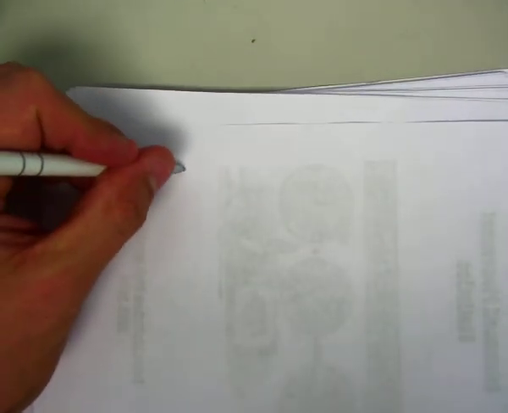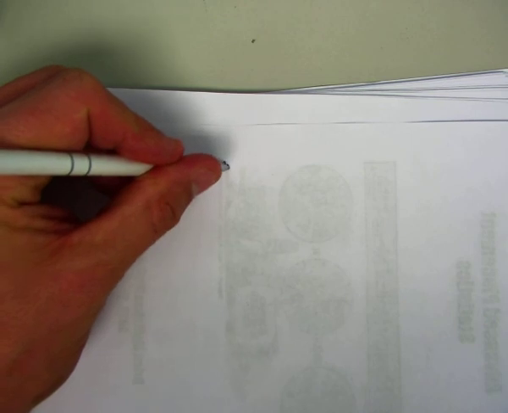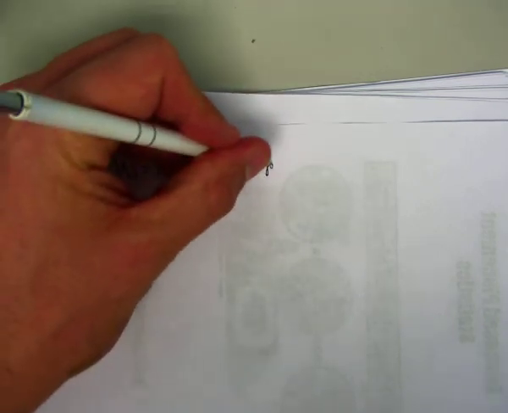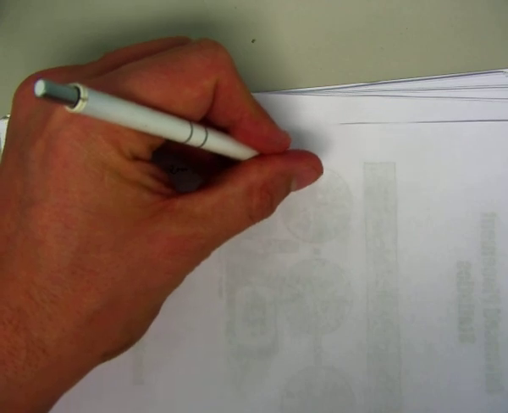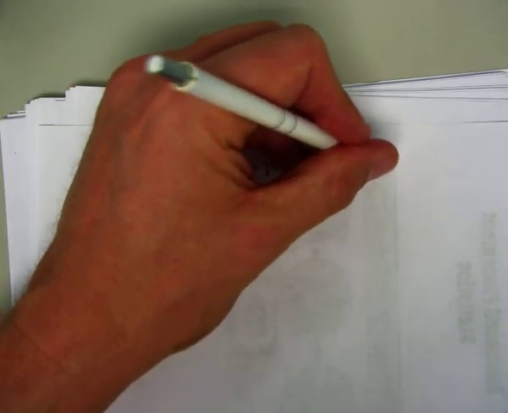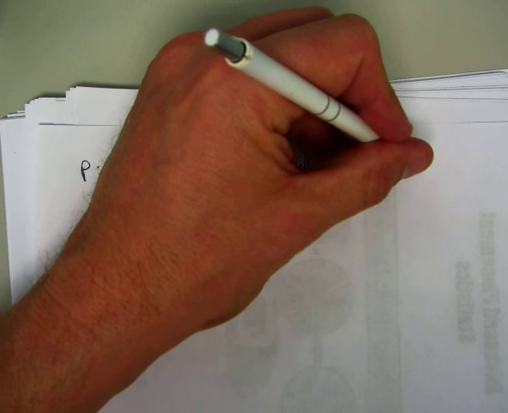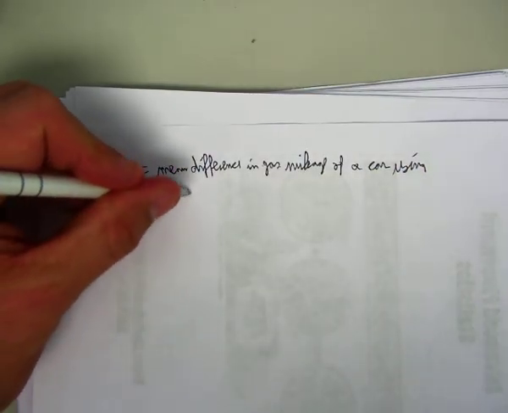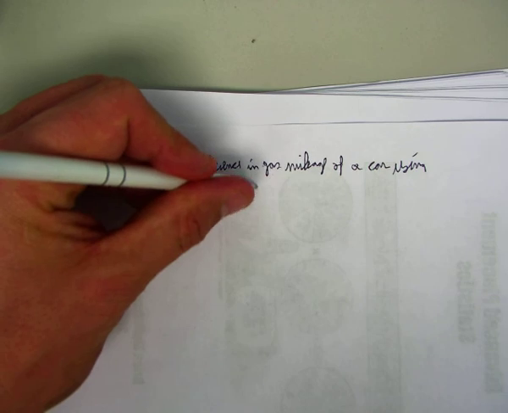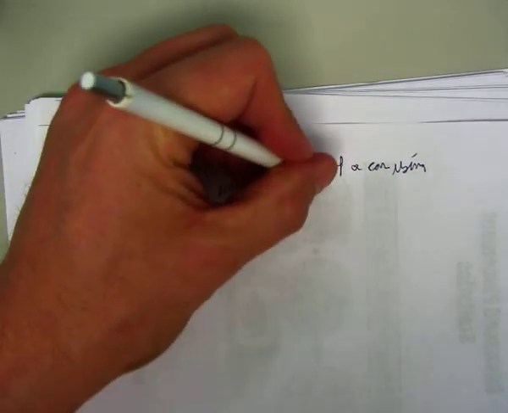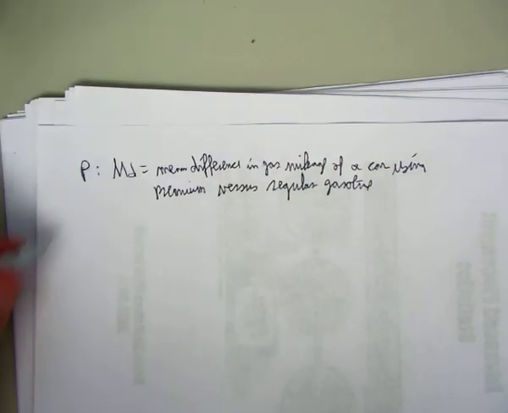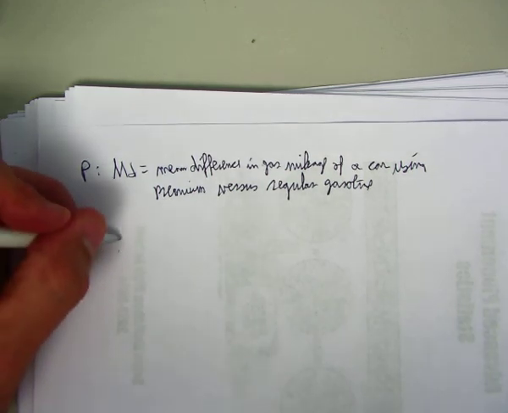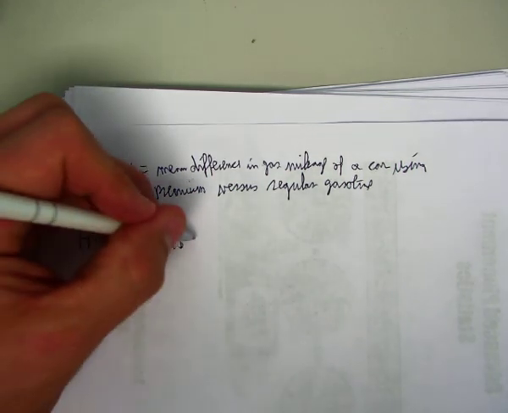So we're going to do a hypothesis test. So mu of D is the mean difference in gas mileage of a car using premium versus regular gasoline. And then the hypothesis, the null, of course, is that mu of D is 0.